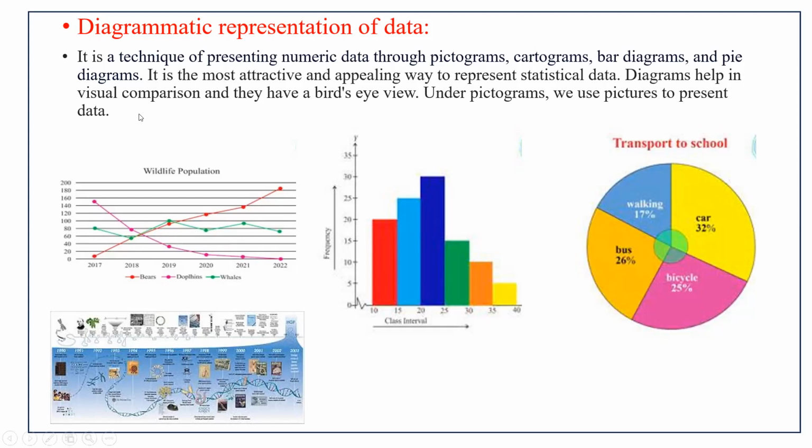Then the diagrams help in visual comparison, and they give a bird's eye view. Bird's eye view means you see it just once and you are able to know which is the lowest and which is the highest. Under pictograms, we use pictures to present the data. So here there is no tabular information or textual information. You can also give the information in textual form. That is what we generally write whenever we write reports. That is the way you represent your data in the form of text.